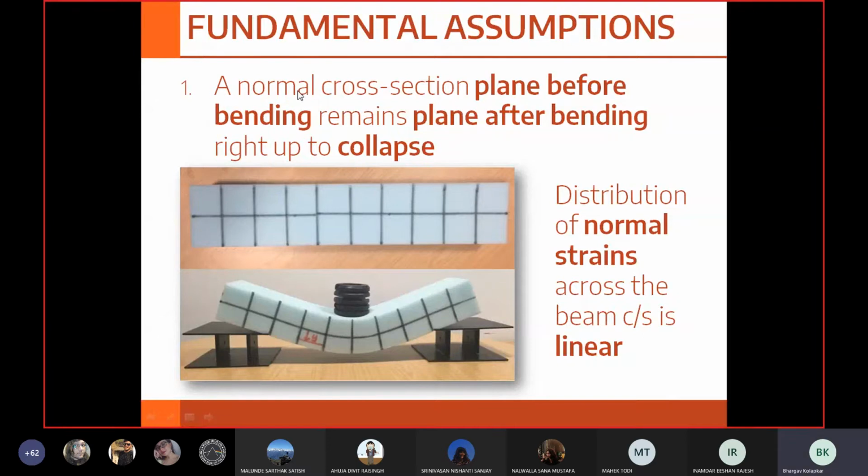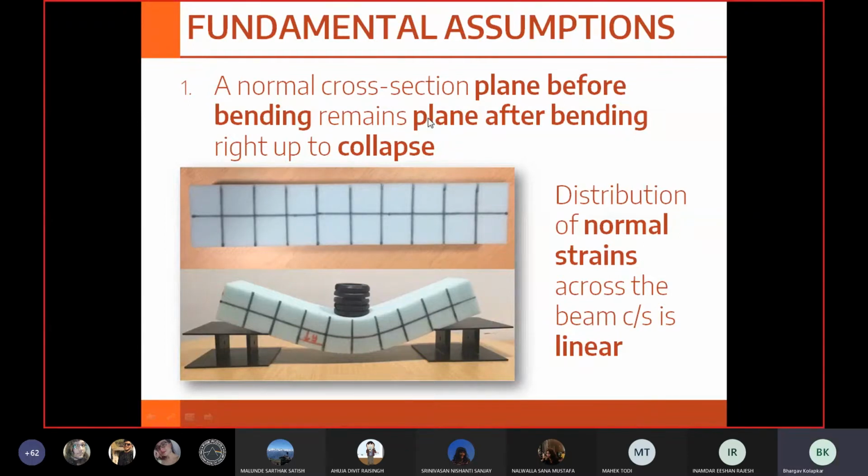a normal cross section that is plane before bending. Now, we are looking at this in terms of 2D, but actually it's a 3D member, and when I say a line, this line represents the entire cross section at that particular point. You understand what a cross section is: if I just cut it here, whatever section I get, that's the cross section. So a normal cross section that is plane before bending remains plane after bending right up to collapse.